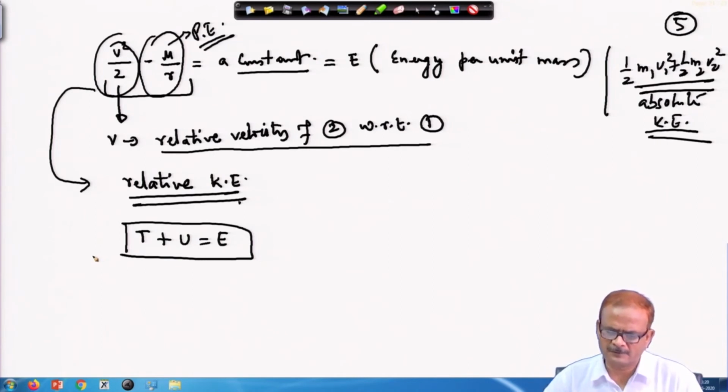The two body problem also, we will look into the system equation, it is a relative motion. So, this gets reduced into the same format.